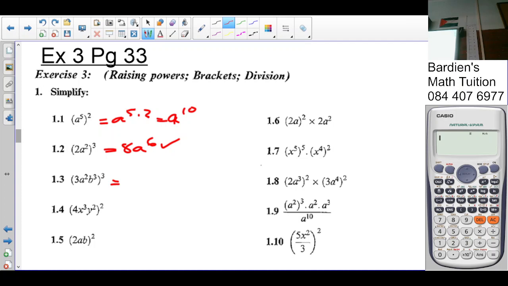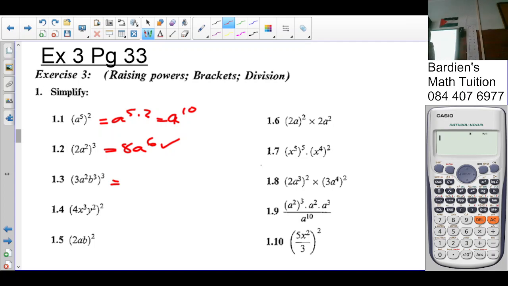The next person? Yes? So I got 4 to the power of 4, 8 to the power of 6, and y to the power of 4. I don't know. Now, you're looking at number 1.4, I'm looking at 1.3. Oh, okay. 9, a to the power of 6, b to the power of 9. Wrong. What should it have been? 27, a to the power 6, b to the power 9 is good.